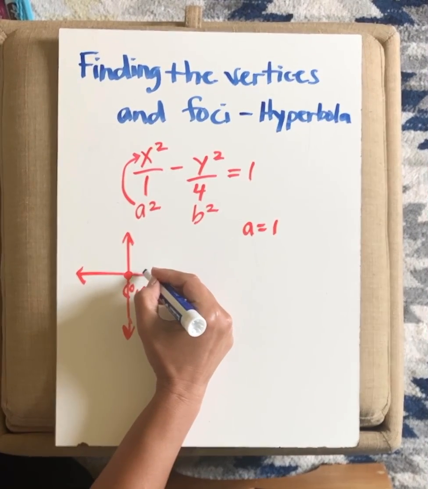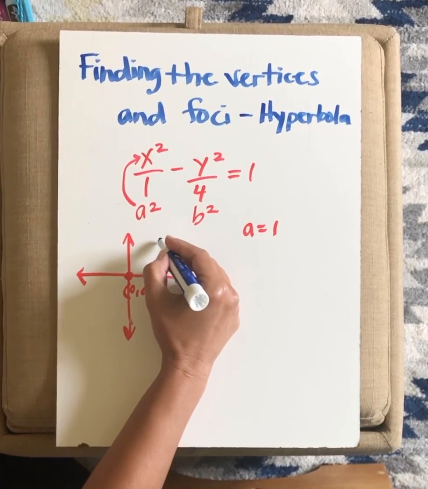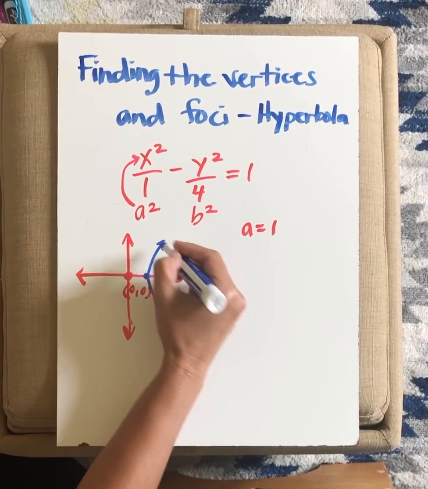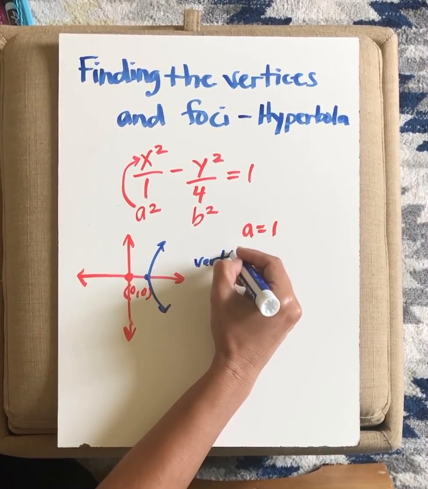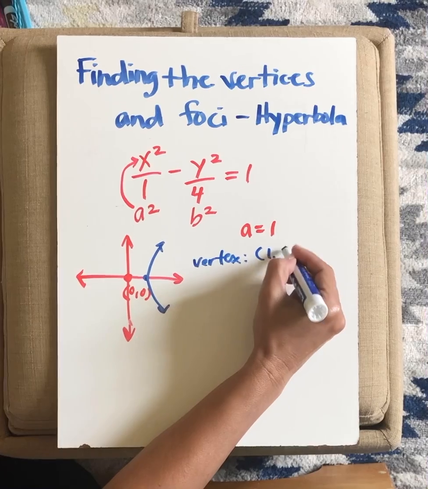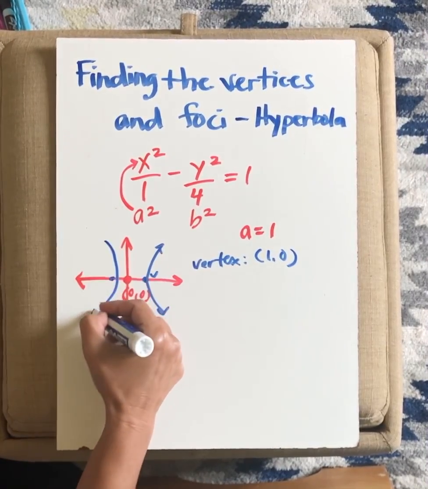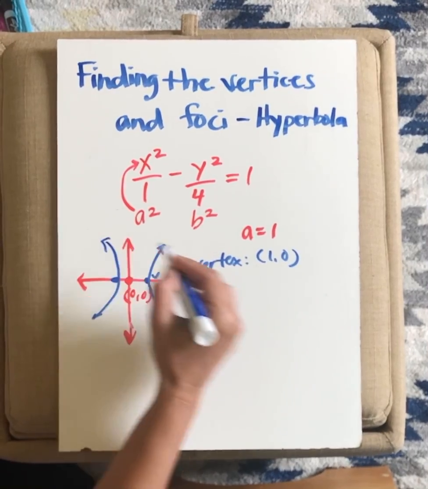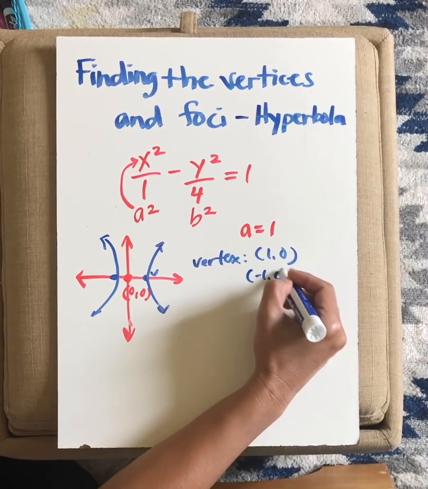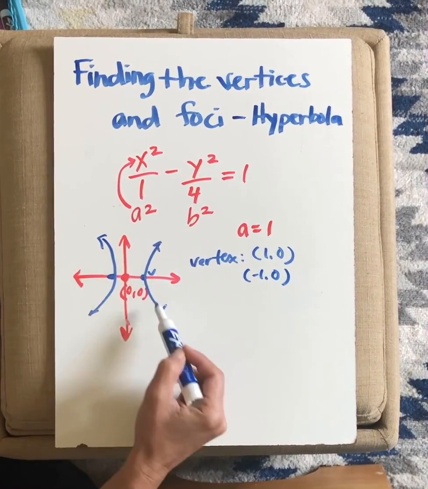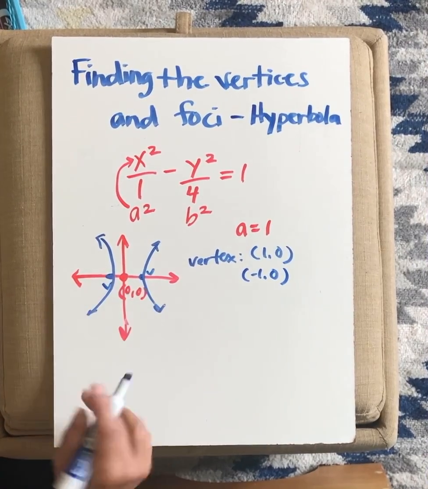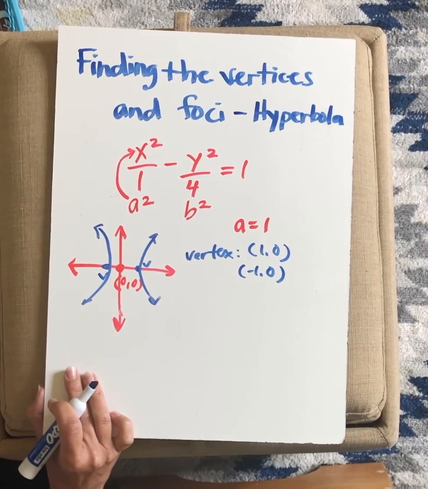So we'll have a vertex over here at 1, 0. So we'll have a vertex at 1, 0. And then we'll have another vertex over here at -1, 0. So the hyperbola is opening to the right and to the left, and here are the two vertices. Now we are going to find the foci.